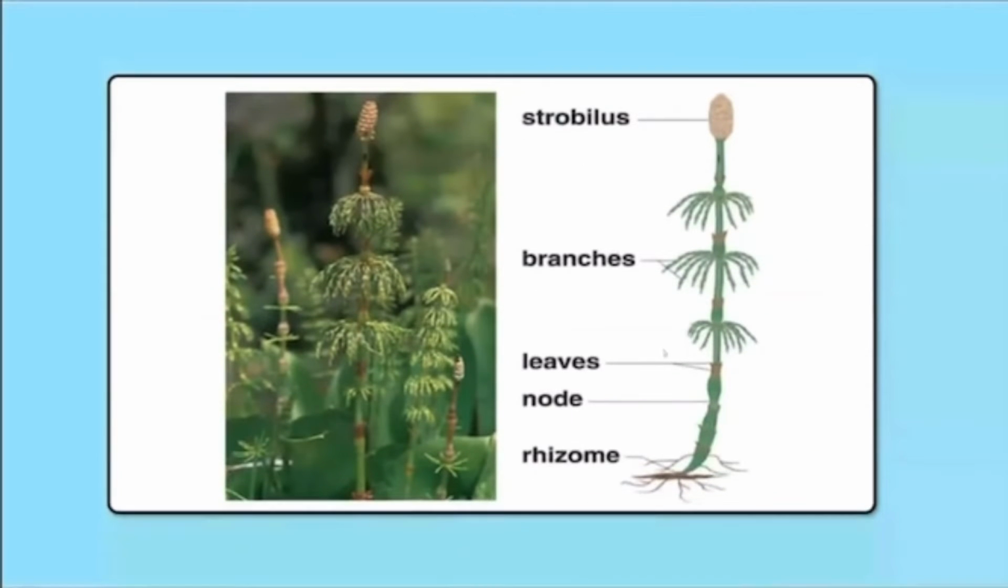And then this is the structure of the horsetails, which is the strobilus, and its branches, this one's in the middle, and its leaves here, and it has a node and a rhizome as usual.